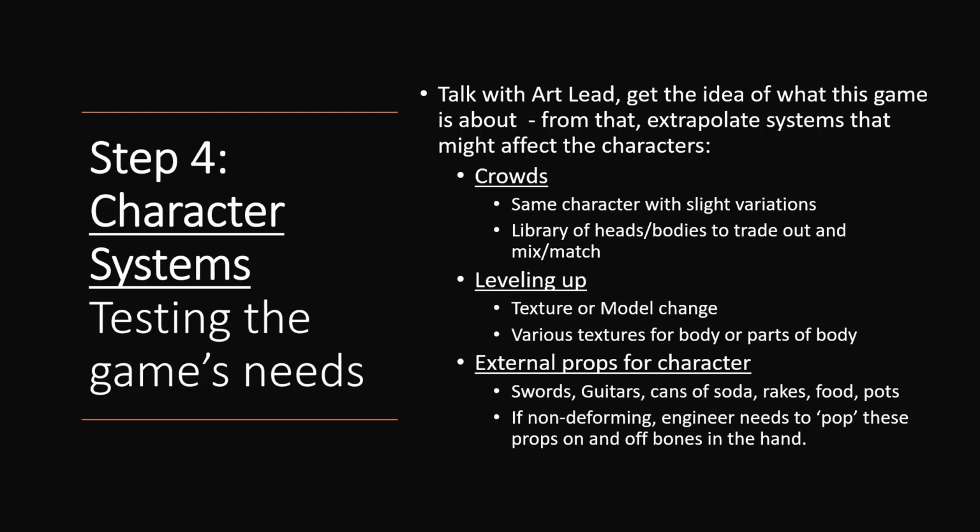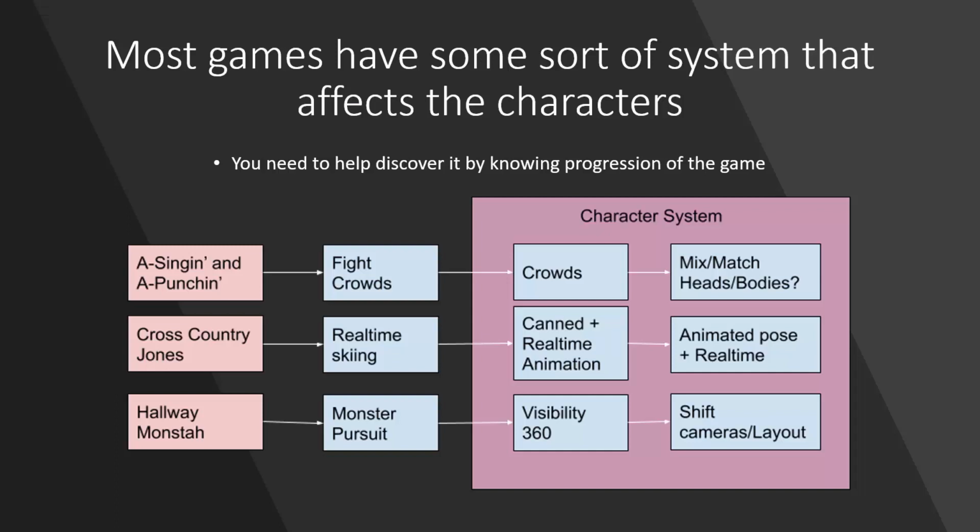Even the often overlooked external props for a character. Swords, guitars, rakes, cans of soda, pots, food in their hand. If this is non-deforming, then the engineer needs to pop these on and off in bones in the hand. Other examples come from just naturally thinking about the game. So I've grabbed some games here. Some just random cool little games whose names shall remain as I've named them. Most games have some sort of system that affects the characters. You need to help discover it by knowing the progression of the game.